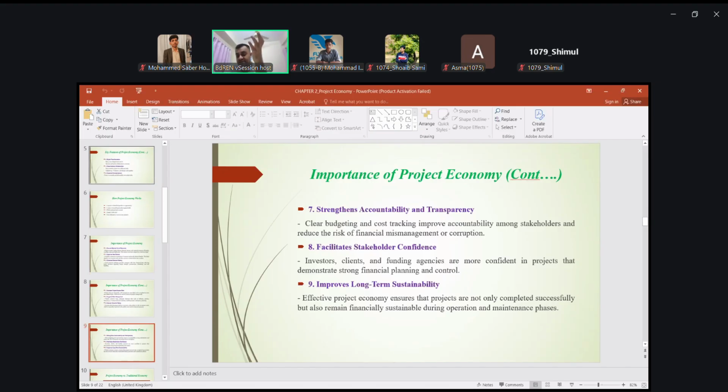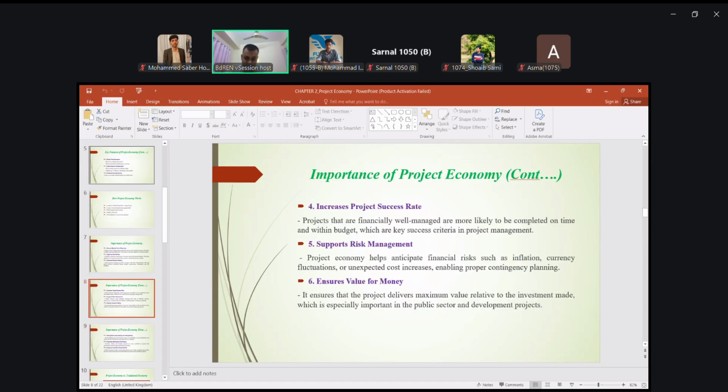Another important thing is that it facilitates stakeholder confidence. Investors, clients, and funding agencies are more confident in projects that demonstrate strong financial planning and control, which is ensured through project economy. It also improves long-term sustainability. Effective project economy ensures that projects are not only completed successfully, but also remain financially sustainable during operation and maintenance phases.